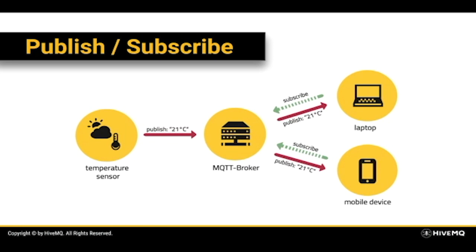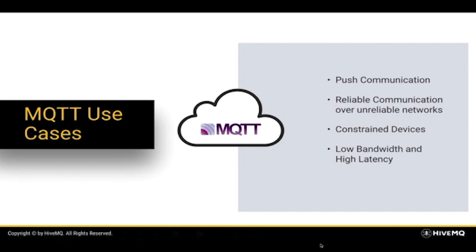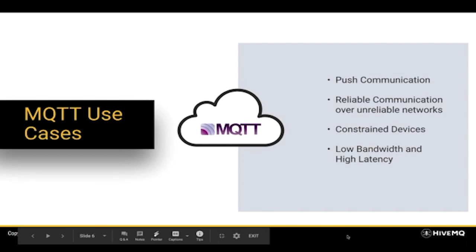I would like to add that topics in MQTT are fully dynamic, and proper MQTT broker solutions like HiveMQ can handle millions of topics at the same time. MQTT is useful whenever you want push communication so that your devices do not have to pull to get the most recent data. It's suited for reliable message communication, even if you have unstable networks to deal with or constrained devices with low bandwidth and or high latency.